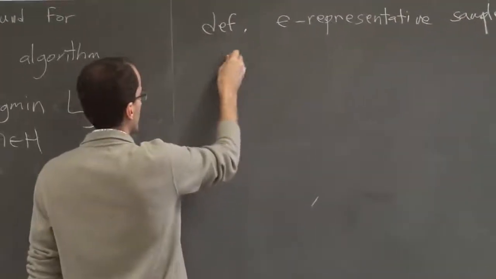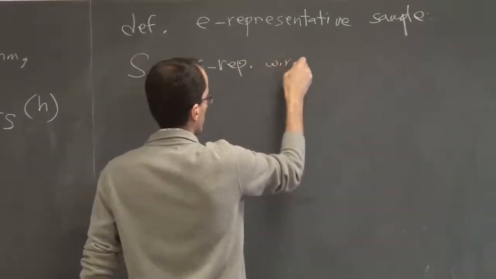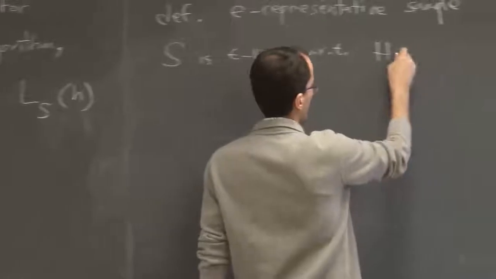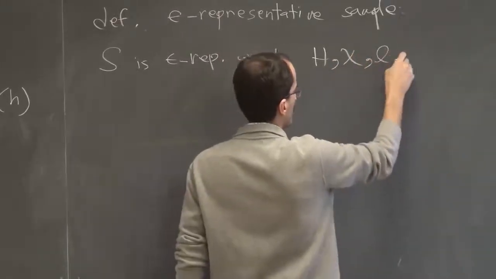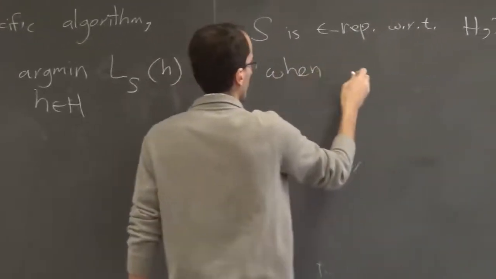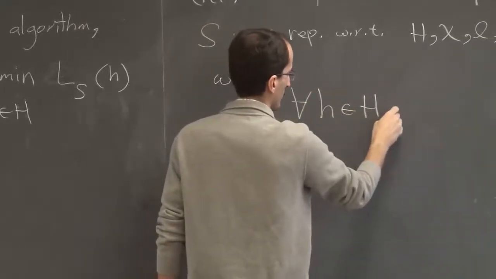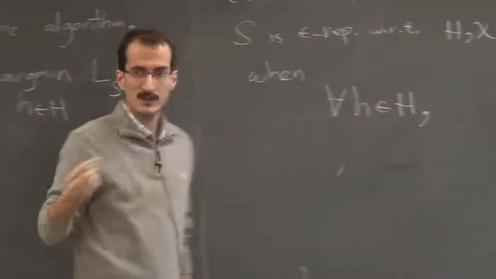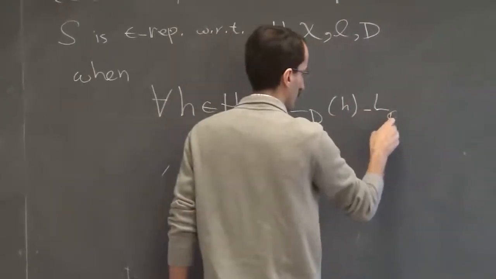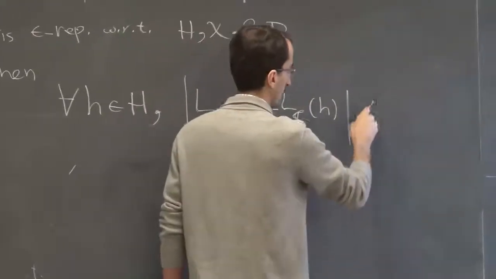So I will say that S is epsilon representative with respect to H, and you can put other things like the domain, the loss function and the distribution. Mainly, when for every h in H, for all hypotheses, the true error is similar to the empirical error on the sample.